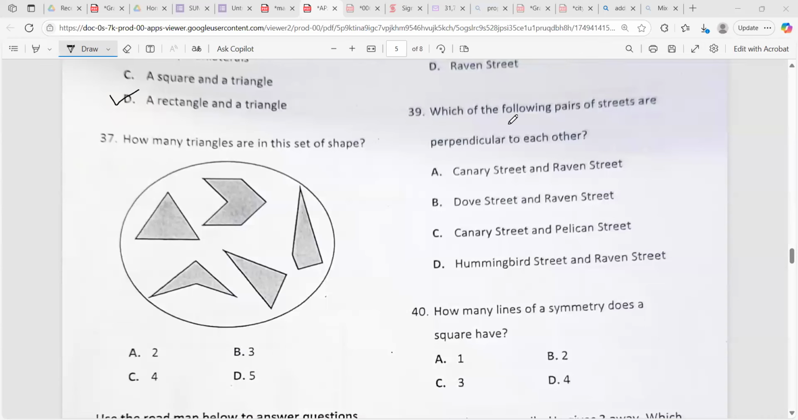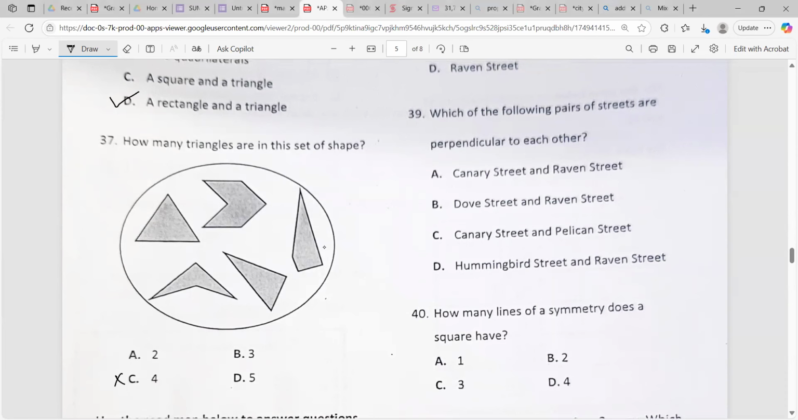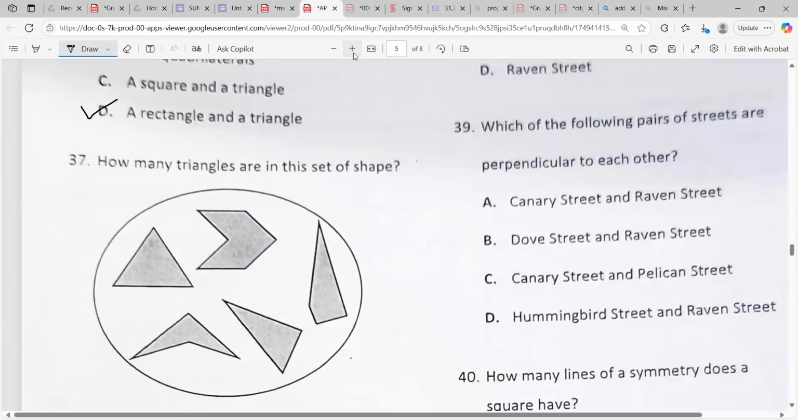These are in this set of shapes. It could not be C, and it could not be B, neither D. Some people will think that there is 3, but the one at my right side is not fully a triangle because it has a little thing at the bottom. So it could not fully be a triangle. So the answer would be 2.